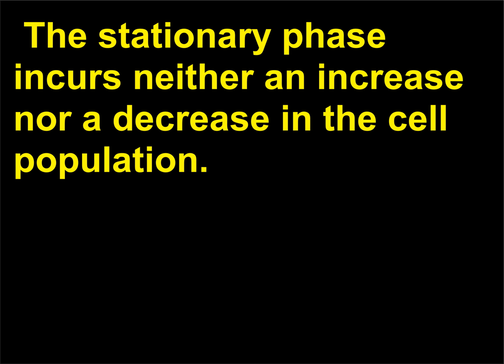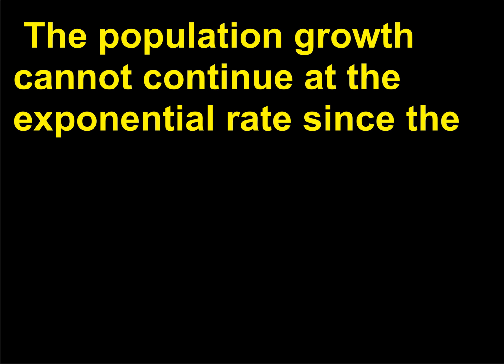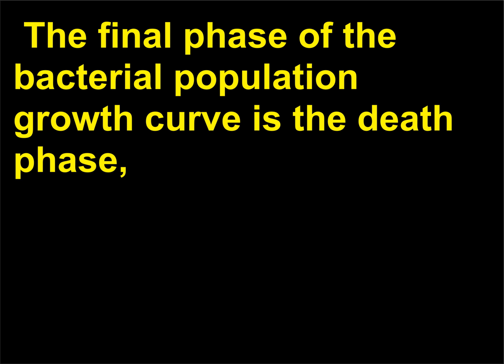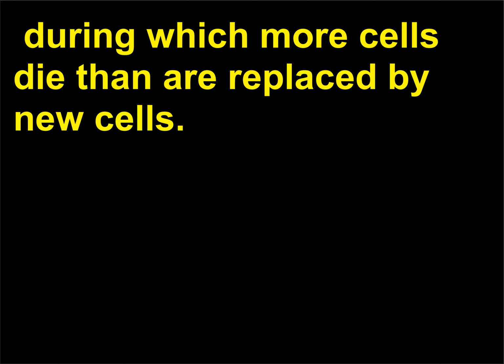The stationary phase incurs neither an increase nor a decrease in the cell population. The population growth cannot continue at the exponential rate since the nutrient supplies have been depleted and waste products have accumulated. The final phase of the bacterial population growth curve is the death phase, during which more cells die than are replaced by new cells.